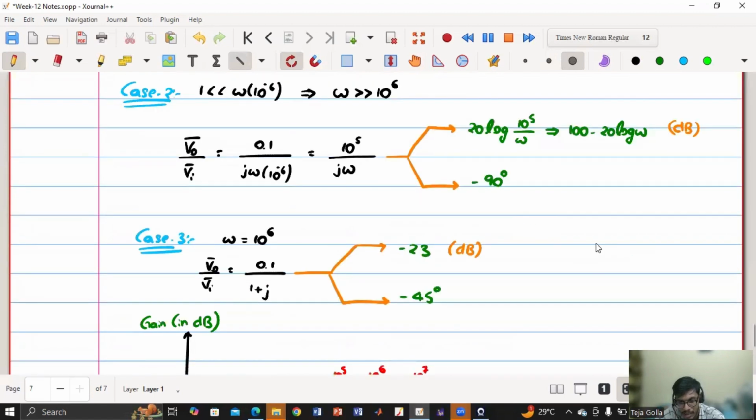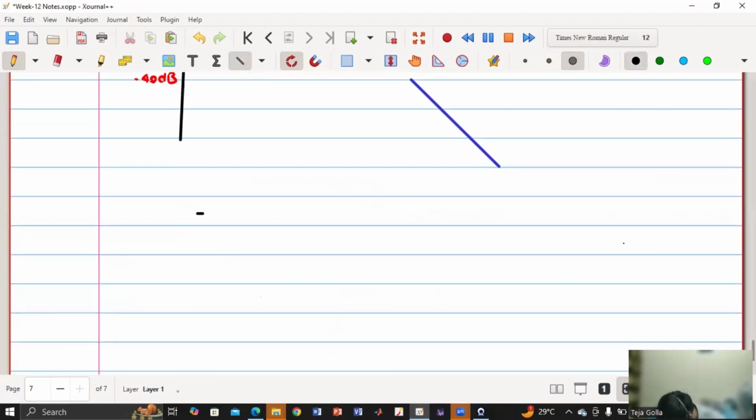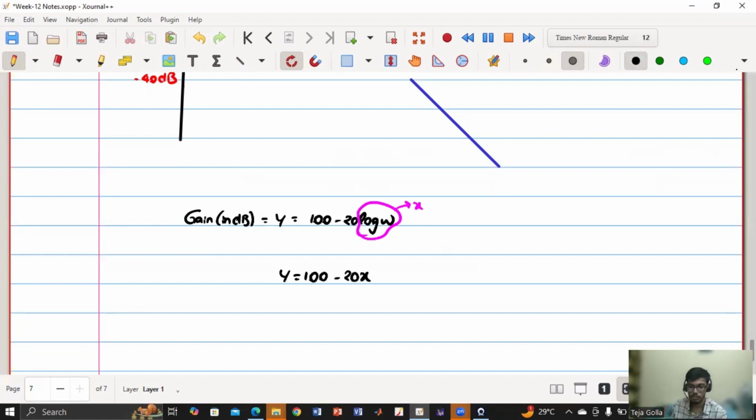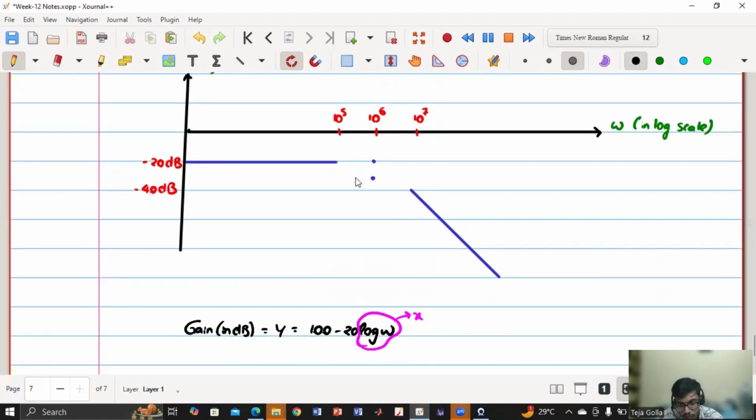logarithmic scale. So basically my y is gain. So gain in dB. So it is something like this. Gain in dB, which is equal to y-axis, equal to 100 minus 20 log omega. And log omega is what? Log omega is my x-axis because x-axis is not omega. So basically what you'll be getting is y equal to 100 minus 20x. So it is falling at the rate of minus 20. So basically what is happening is it is falling at that rate. Understood?